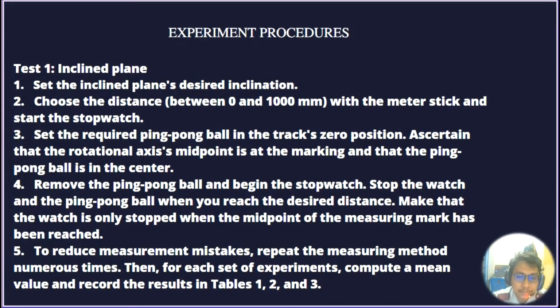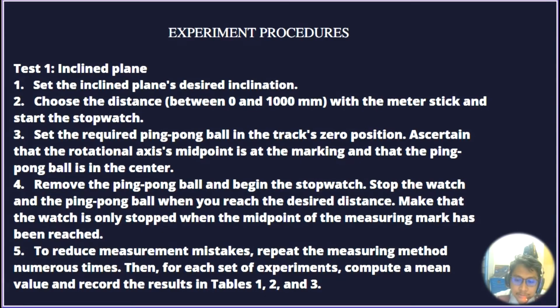The procedure for the inclined plane experiment: first, set the inclined plane to the desired inclination. Second, choose the distance between 0 and 1000 mm using the meter stick and start the stopwatch. Third, set the ping-pong ball in the track at the 0 position. Ascertain that the rotational axis midpoint is at the marking and the ping-pong ball is in the center. Fourth, release the ping-pong ball and begin the stopwatch. Stop the watch when the ping-pong ball reaches the desired distance. Make sure the watch is only stopped when the midpoint of the measuring mark has been reached.